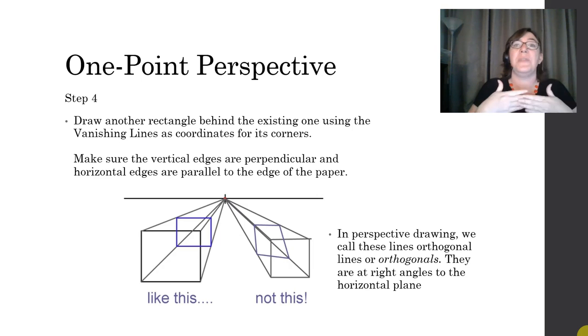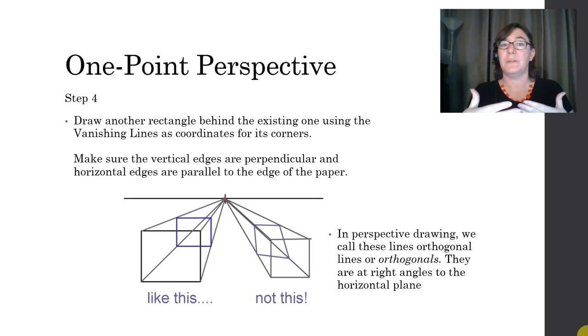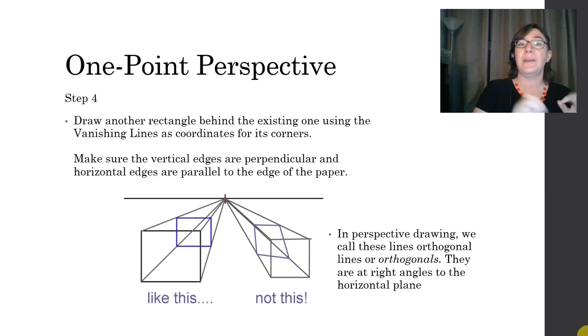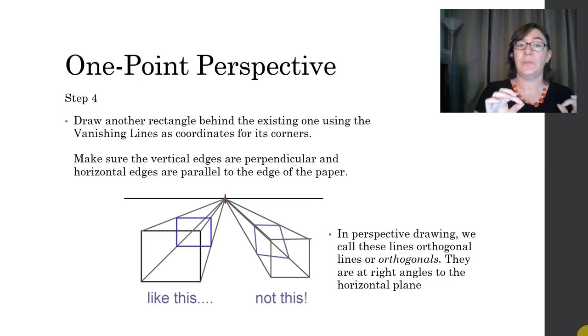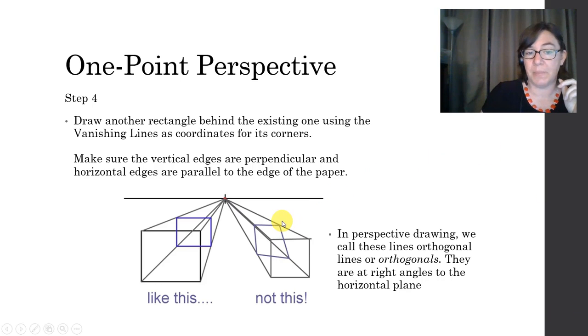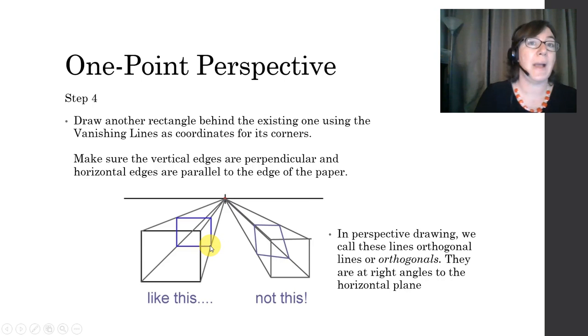Next, let's draw the depth of your box. You're going to draw another rectangle kind of behind the existing one, using the vanishing lines as coordinates for its corners. Okay. So you should be able to do something like this. Start at this corner and go back a particular distance.